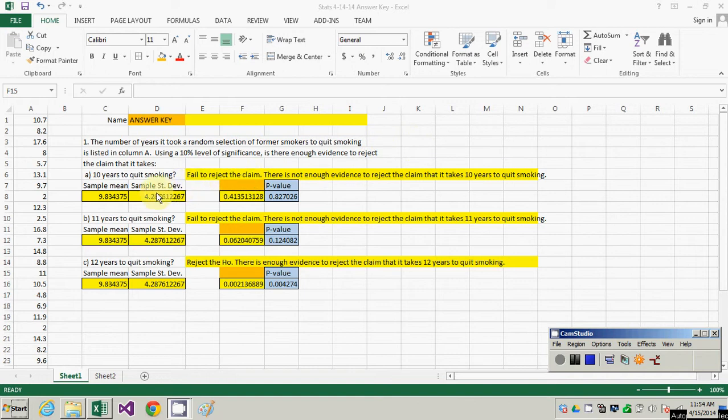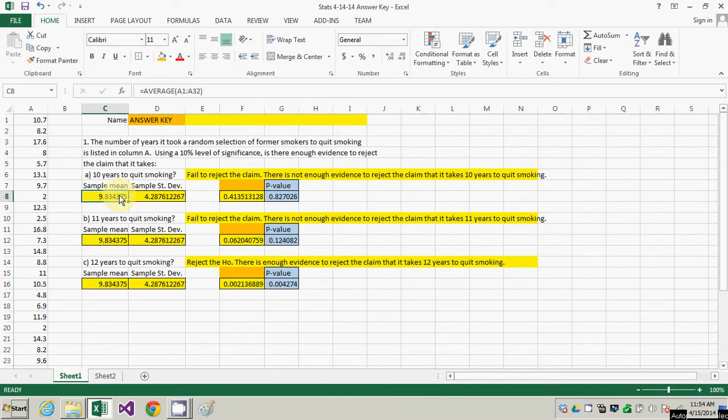Okay, I have the answers here. We'll go over part of it, and I'll show you how to use some of the functions yet again. First thing we need to know is the sample mean, which is the arithmetic average of the values in cells A1 through A32, as stated up here. And we also need to know the sample standard deviation, which is the stdev.s function for also for cells A1 through A32.